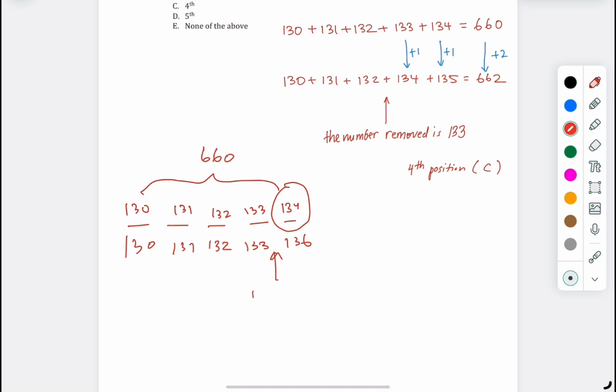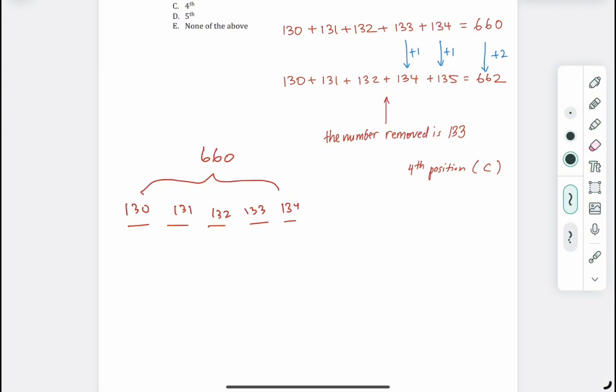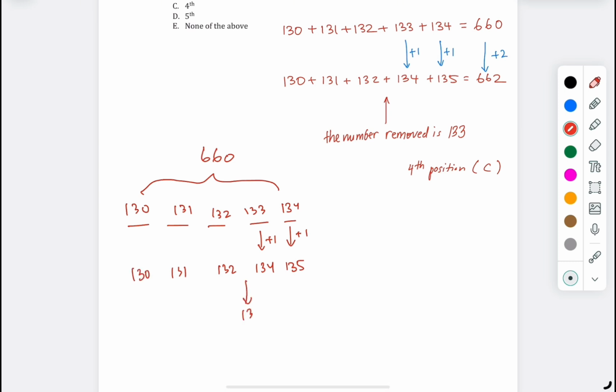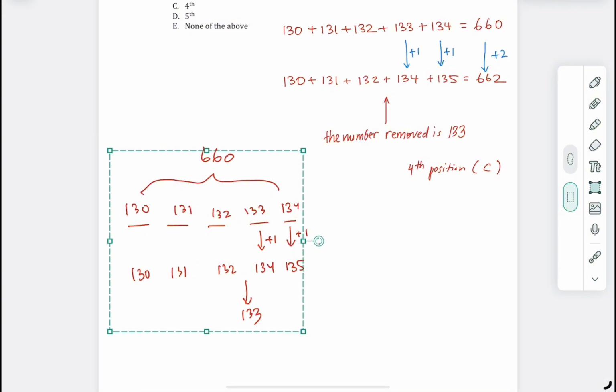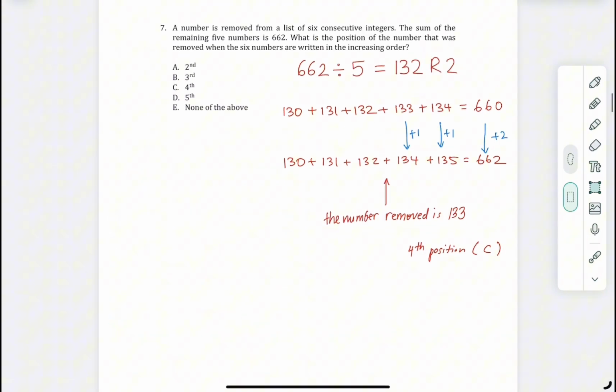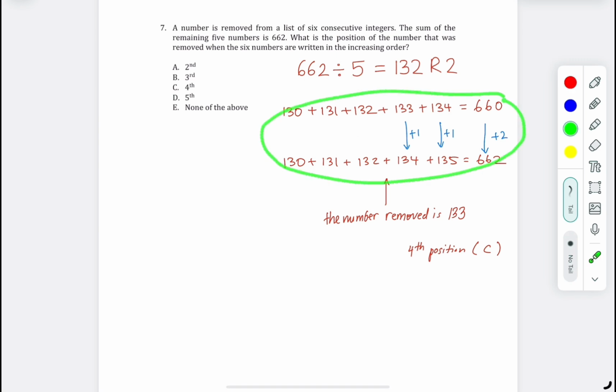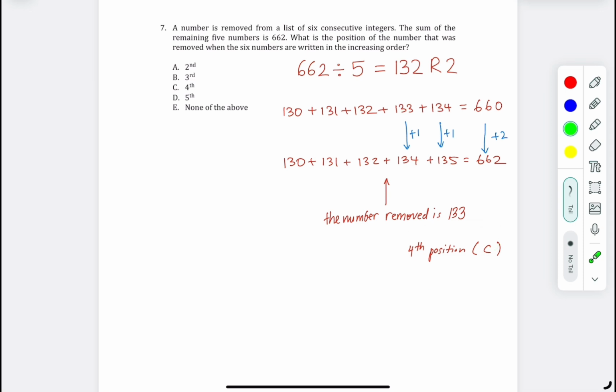But in this case, I will have 2 missing numbers, which is not what we want. So the only way to make only one number taken out is by adding 1 to these 2 numbers, so that everything is still consecutive with 133 missing. So the number that they removed is actually 133. What position is the 133? It's the 1st position, 2nd position, 3rd position, and 133 will be the 4th position. Quite simple. The main concept to remember is the average.